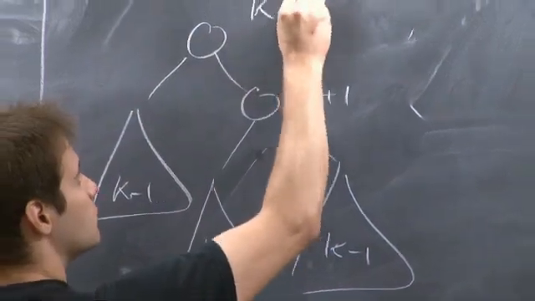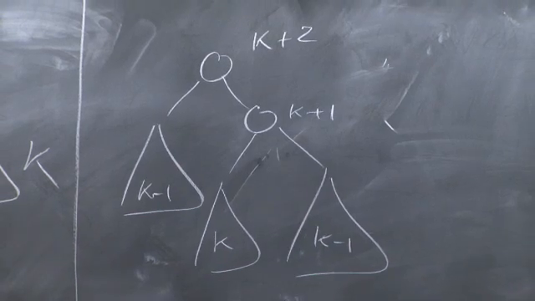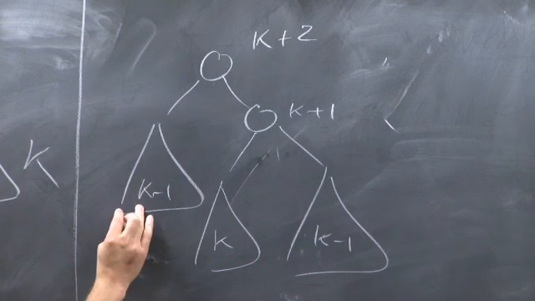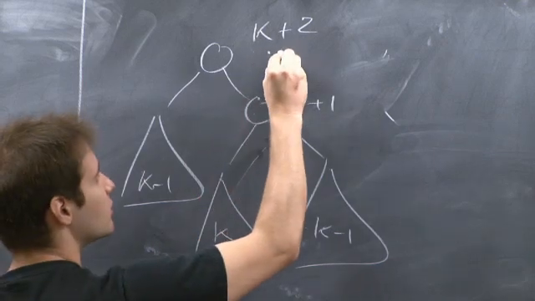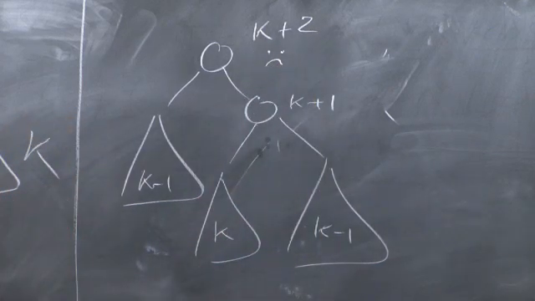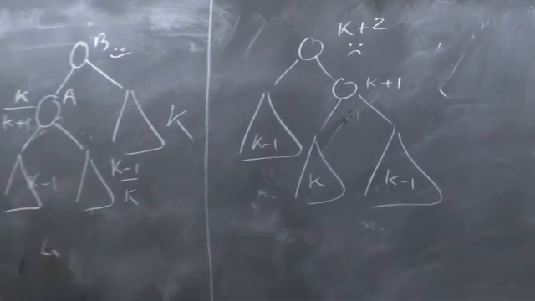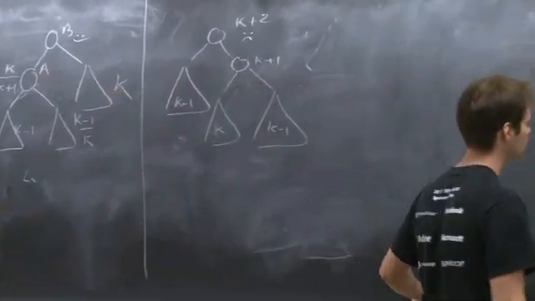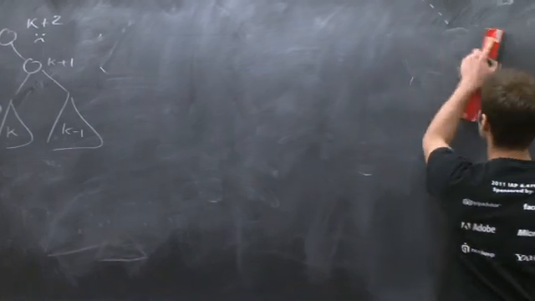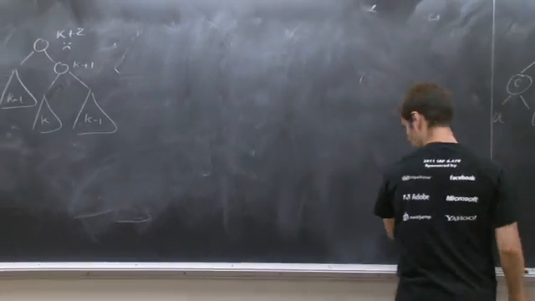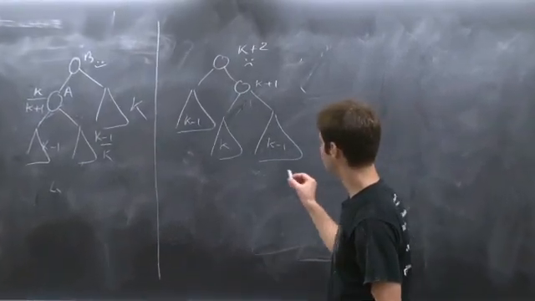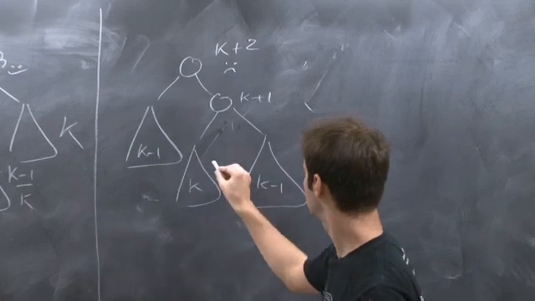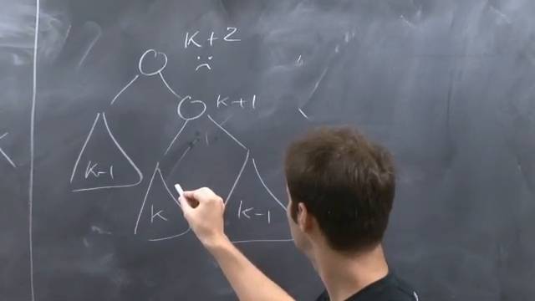Okay. AVL, not AVL. K minus 1 on the left child, K plus 1 on the right child. The difference is more than 1, not an AVL. How do we fix this? Make a right rotation. Sorry? Make a right rotation where? K and K plus 1. All right.